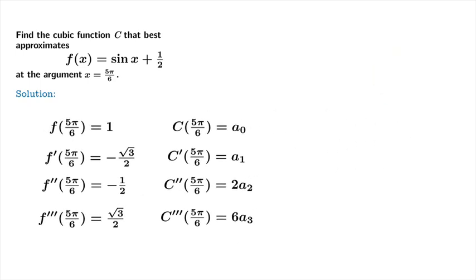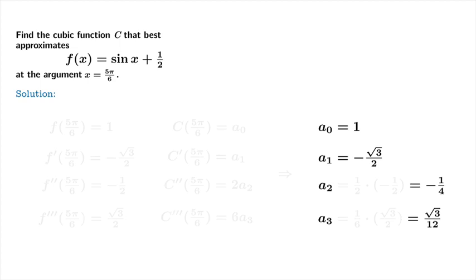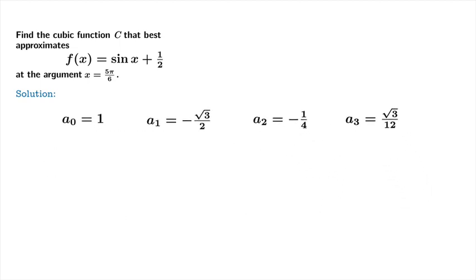Okay, now remember what we're trying to do. We're trying to match up the function values and the corresponding values of the approximating polynomial at the argument 5 pi over 6. So we should choose a sub 0 to be 1. We should choose a sub 1 to be negative root 3 over 2. And we should choose a sub 2 to be 1/2 of negative 1/2, otherwise known as negative 1/4. And then a3 should be 1/6 of root 3 over 2, so that should be root 3 over 12. So these are our coefficients.